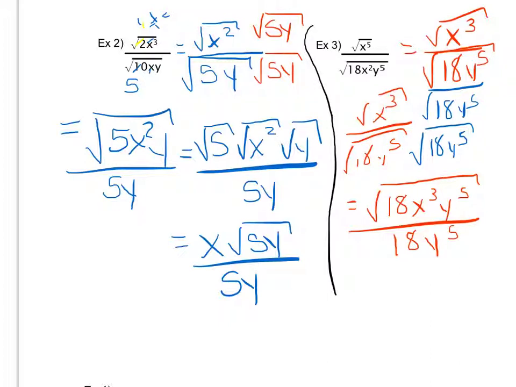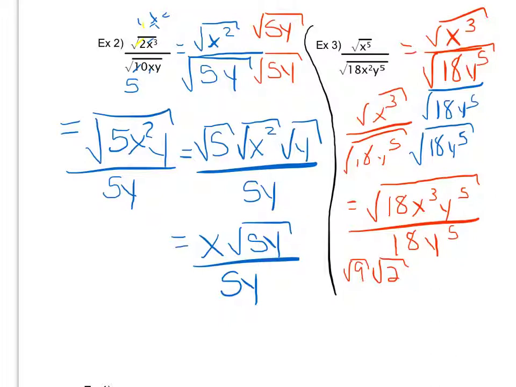Now I have to ask myself, can this be simplified? Well, I know that the square root of 18 can be broken into the square root of 9 times the square root of 2. X cubed, depending on which method you like, you can either think of it as if I have 3, I can pull one group out and have one left over. If I have 5, I can pull one group out and have 2 left over.